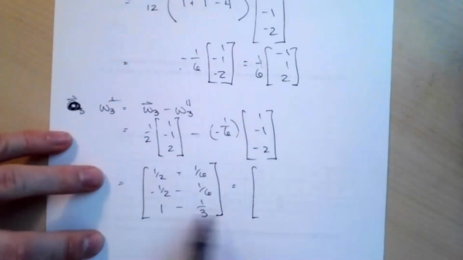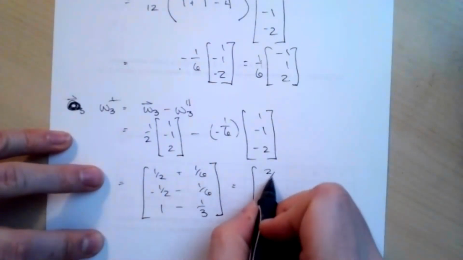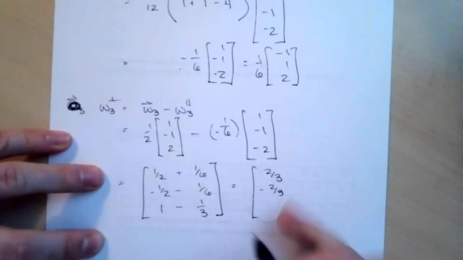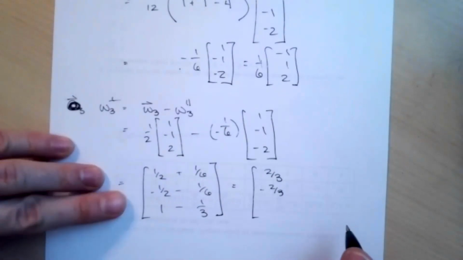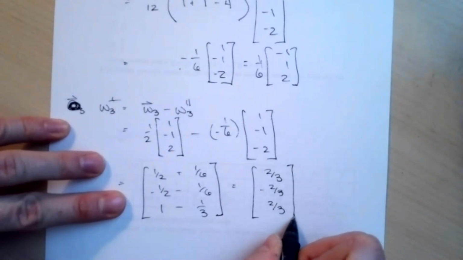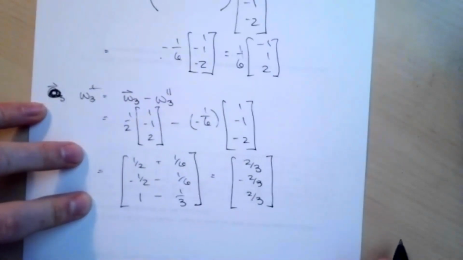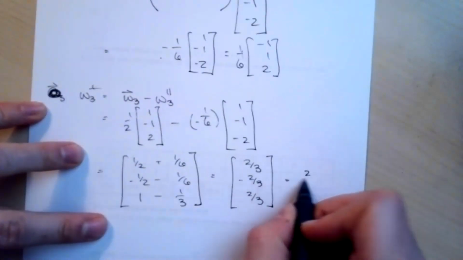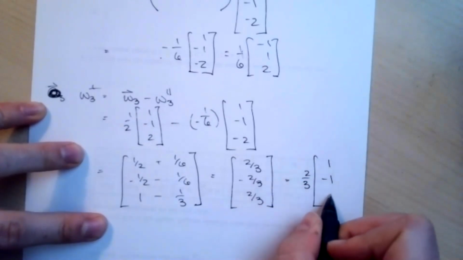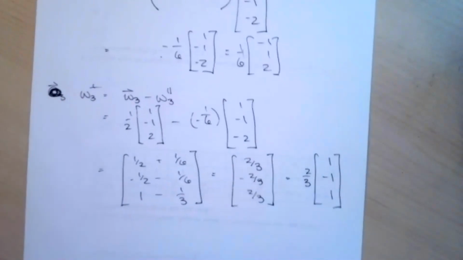So what do we get? It's going to be 4/6, so 2/3. This is going to be negative 4/6. And then 2/3 here. So all in all, those numbers not ending up too bad. And that's what we got.